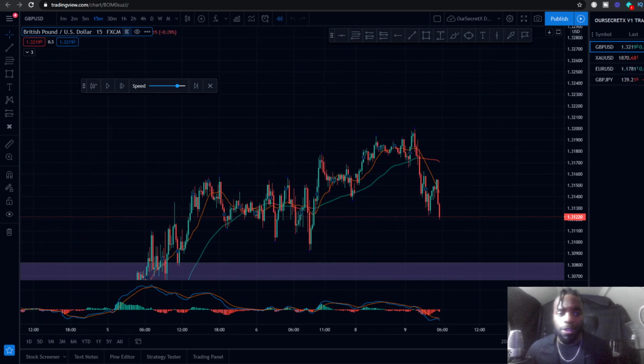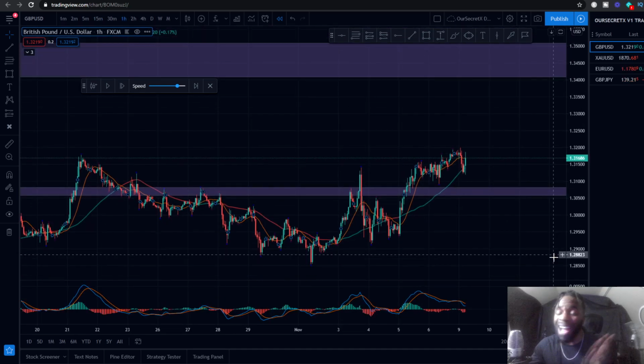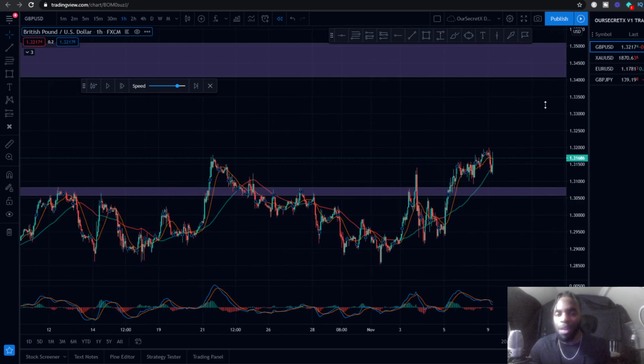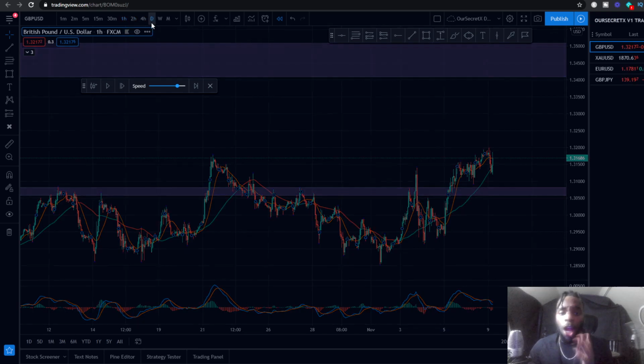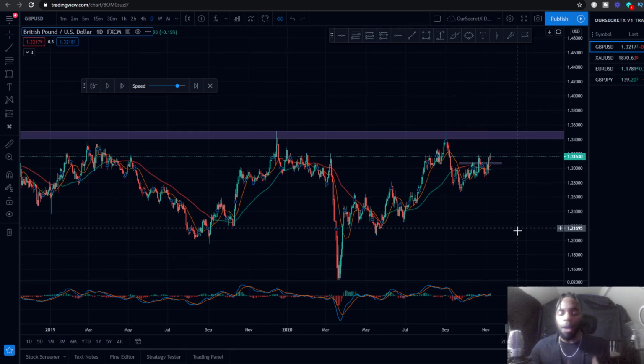So the very first thing we're going to do is start with our markups, because we have to know where the trend is going. We have to know where the market is going, because if we don't know that, we're trading blind and just gambling our money away. I always start from the daily time frame and the 4-hour time frame, and I figure out the overall picture.